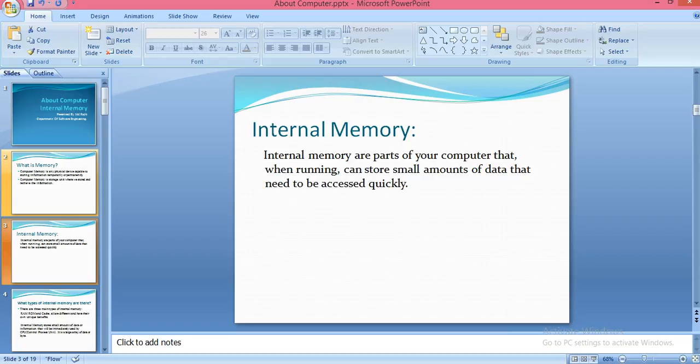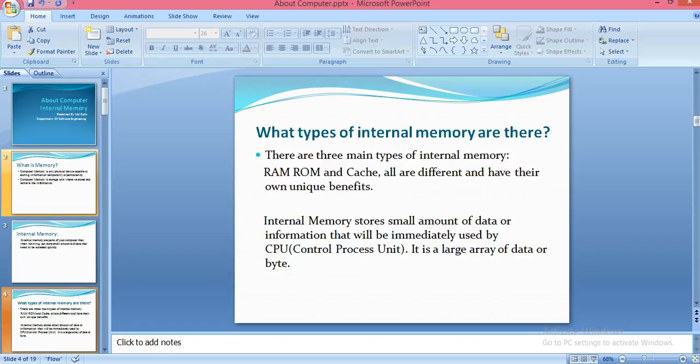Now, internal memory. What is internal memory? Internal memory is also called main memory or primary memory. Internal memory are parts of computer that, when running, can store small amounts of data that need to be accessed quickly. Here are three types of internal memory: RAM, ROM, and cache. All are different and have their own unique benefits. Internal memory stores small amounts of data or information that will be immediately used by the CPU. It is a large array of data, right?